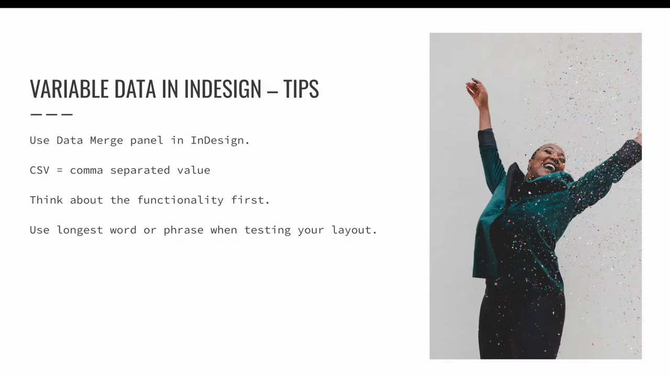Variable data can be set up in InDesign in just a few short steps. We'll use the Data Merge panel and a spreadsheet saved as a CSV file, which is a comma-separated value file. It is really important to think about the functionality of your design before jumping into InDesign. So really think about what part of the design will be static and what will be variable.